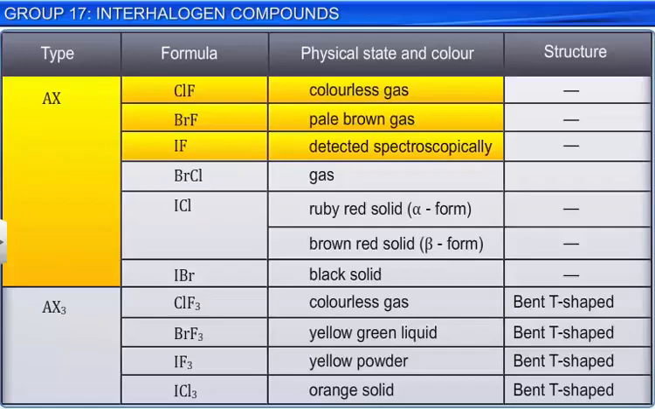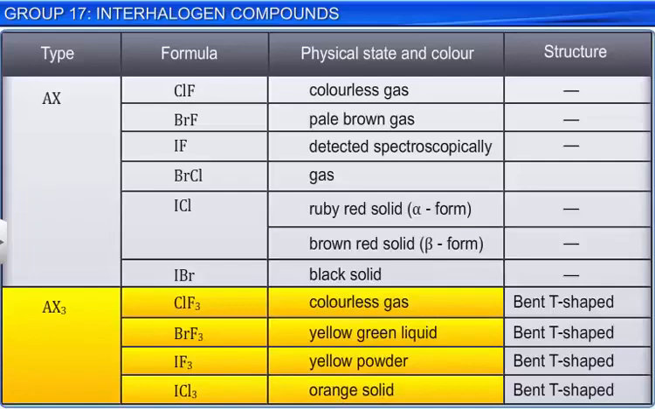Bromine monochloride is a gas, while iodine monochloride is a ruby red solid, while iodine monobromide is a black solid. Among AX3 type, chlorine trifluoride is a colorless gas and bromine trifluoride is a yellow-green liquid, while iodine trifluoride and iodine trichloride are yellow and orange solids.